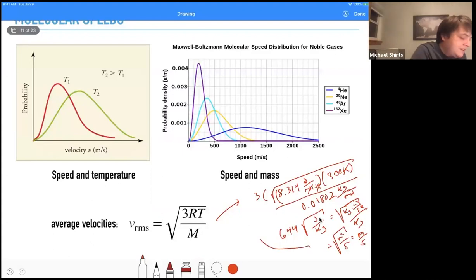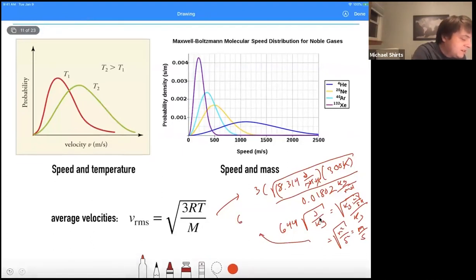The root mean square velocity is 644 meters per second, which is fast. In a second, it's gone 2/3 of a kilometer. So halfway across campus in a second. So that's very fast. Gas molecules are moving very fast, which is why such small atoms can actually contribute to a large atmospheric pressure, because even though they're really small, there's a lot of them and they're moving really fast.